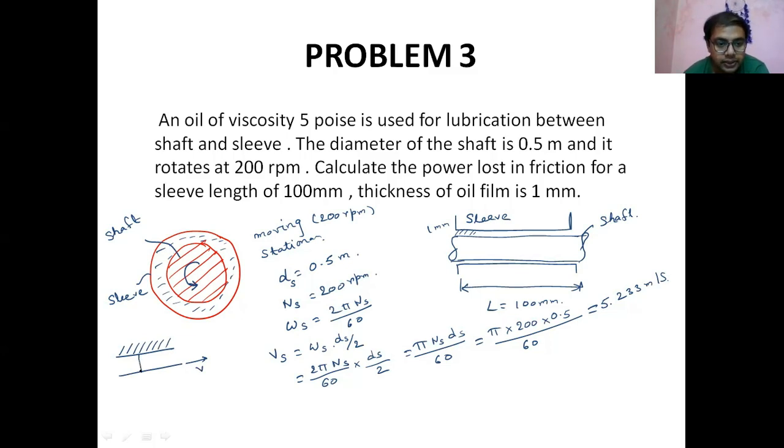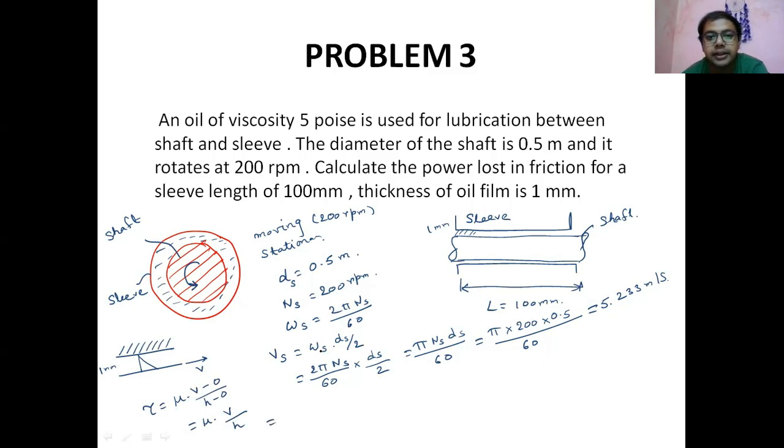So here also, if you take the velocity profile as linear, because the gap is very small, only 1 mm thickness is given. So what is the shear stress because of this? Mu into (V minus 0) by (H minus 0), linear. So mu V by H.